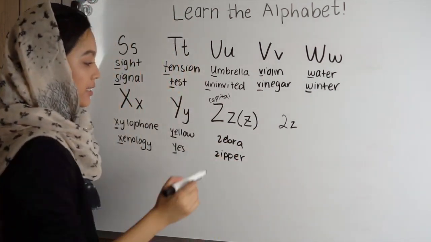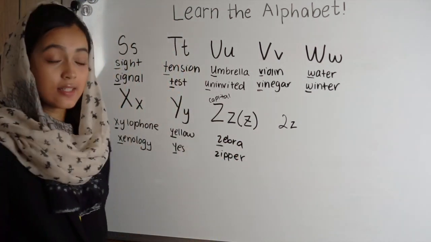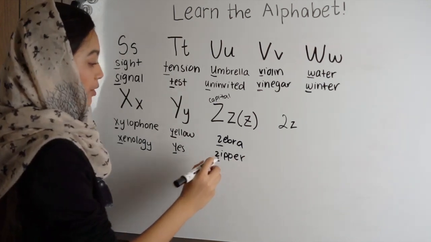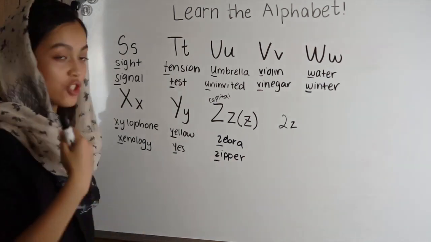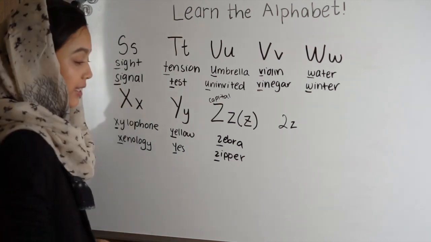For the example, we have zebra and zipper. On simple examples, zebra, z, and zipper, z, like a chain on your sweater or something like that.